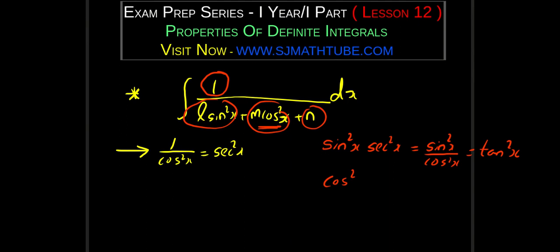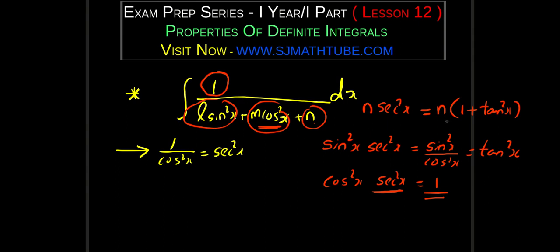And then you might be forced to multiply cos square and sec square. That is good news, because they are reciprocals. The sec square is actually 1 by cos square, so you are going to get 1. And finally, you will multiply this with n, so you get n into sec square x, and you must convert the denominator completely into tan square x.